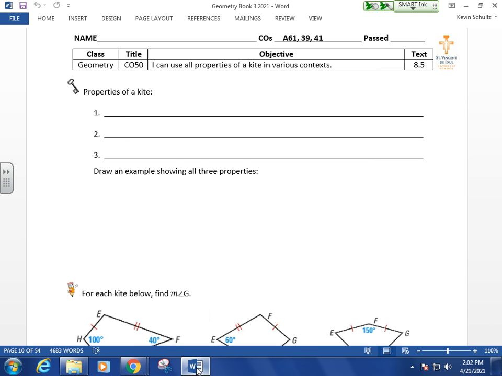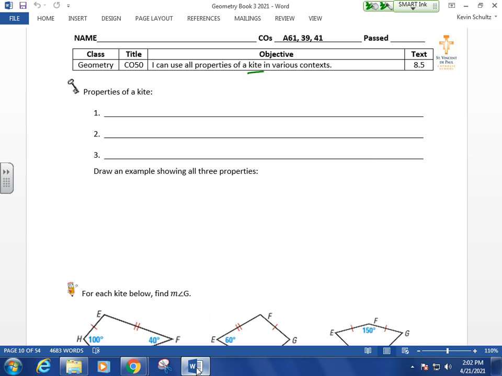We are wrapping up our unit on quadrilaterals with one more quadrilateral we haven't talked about yet, and that is a kite. A kite is different from a parallelogram. It's different from a trapezoid in that it's the only quadrilateral we're going to discuss that does not have parallel sides. Zero pairs, right? Parallelograms, rhombus, square, rectangle, they have 2 pairs. Trapezoid has 1 pair. Kite has none.